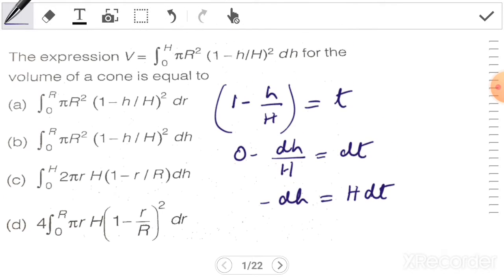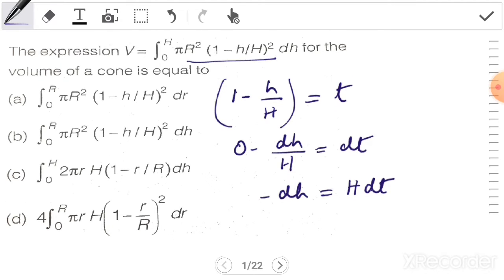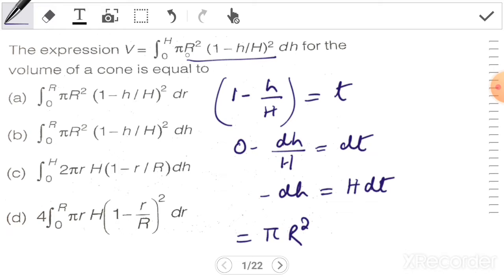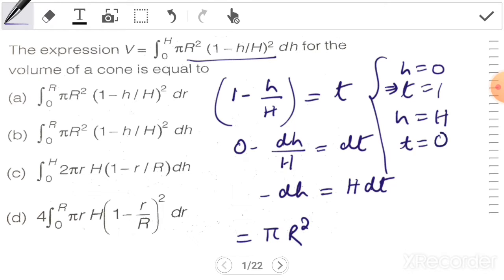Okay, now let us put this back to the original integral. So we have pi r square, and yes, limit, small h is varying from 0 to capital H. So when small h is 0, t is 1. And when small h is equal to capital H, t is equal to 1 minus 1, that is 0. So t is varying from 0 to 1.